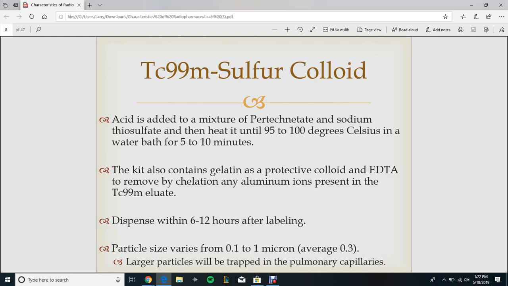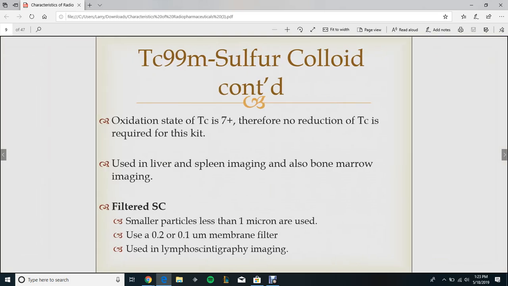The particle size varies from 0.1 to 1 micron. The average is about 0.3 microns. Larger particles will be trapped in the pulmonary capillaries. The oxidation state of tech is 7+, therefore no reduction of tech is required for this kit, which is used in liver and spleen imaging and also bone marrow imaging.